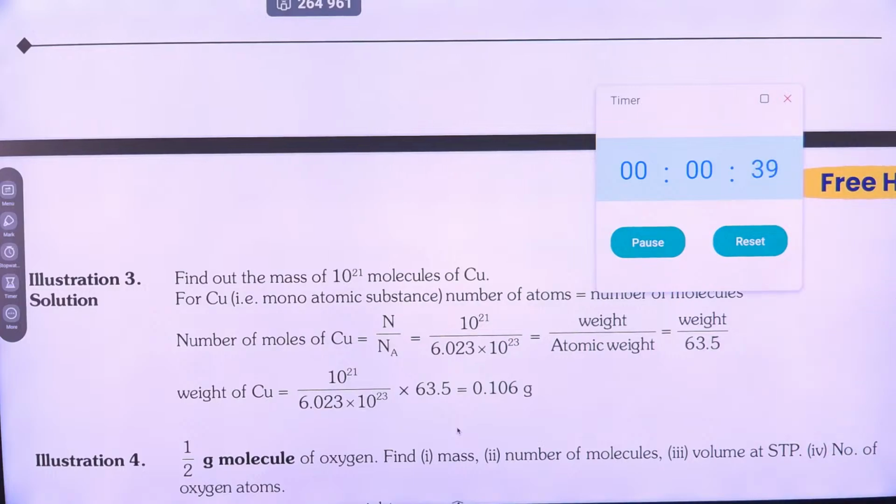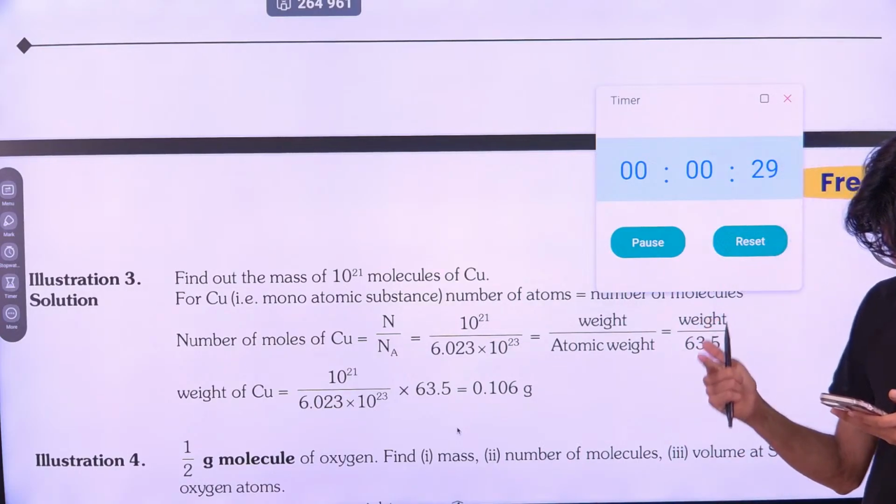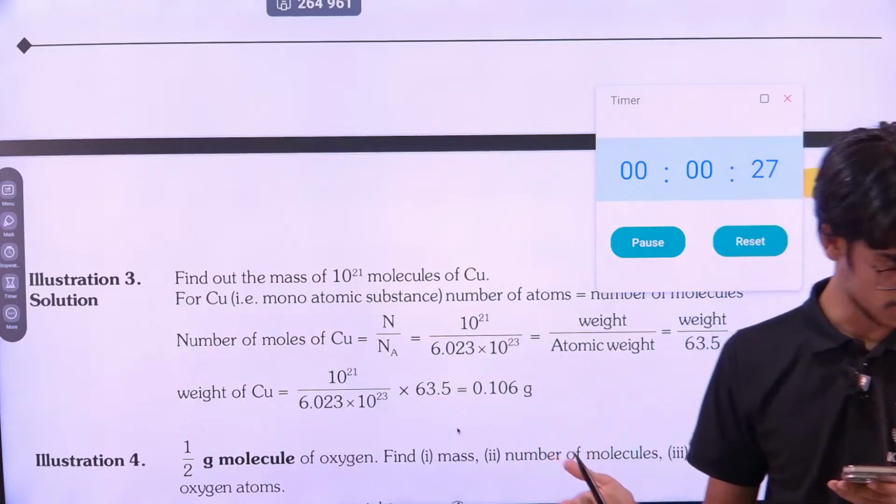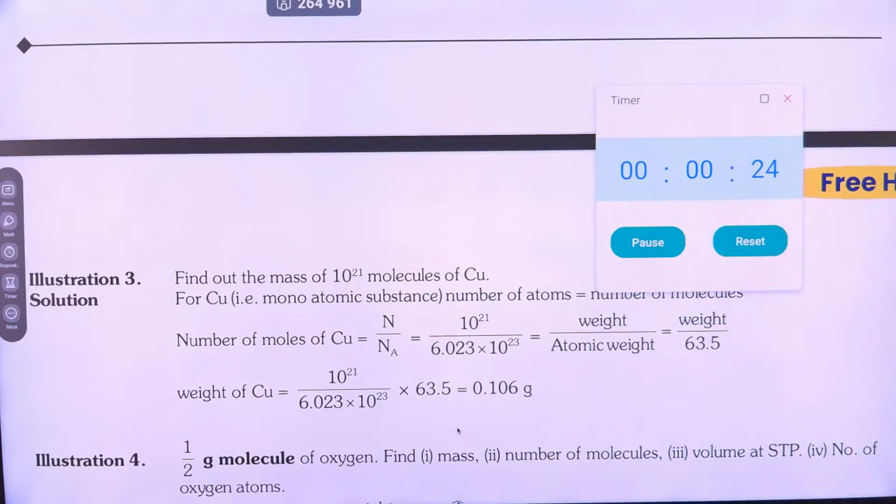Try to find, guys. Okay, somebody has answered 0.106. Priya Jyoti, you answered first. Shraddha, you answered second time. Kanishka, you answered third. Very good. Okay guys, answer, just 20 seconds are left.